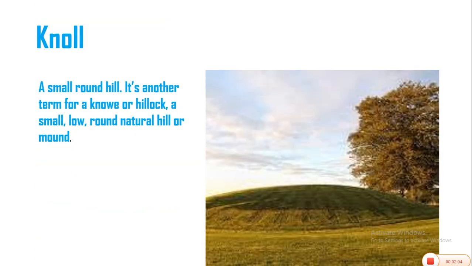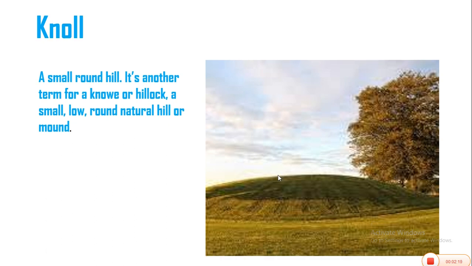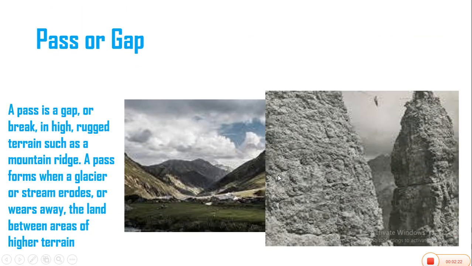Another feature is the knoll. A knoll is a small round hill. It's another term for a hillock. It's a small, low, round natural hill or mound. That's a knoll.